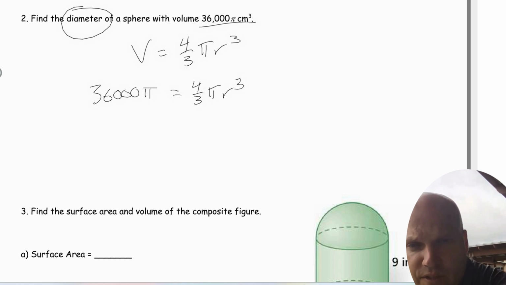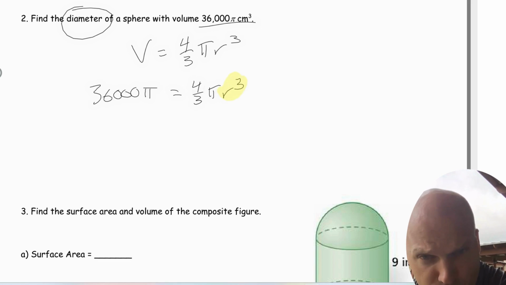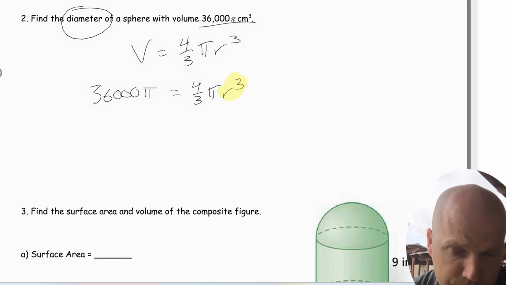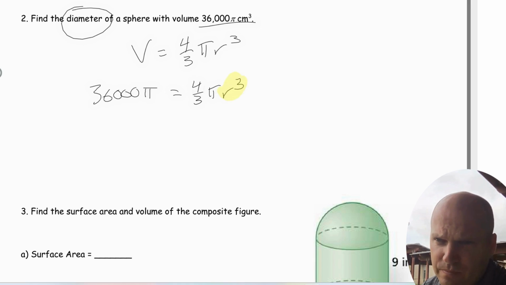So we're going to have to do a little bit of calculations, and I actually need you to learn how to find what is called a cube root. It's like a square root. So let's solve this equation. I'm going to divide by pi on both sides. Going to multiply by 3/4, which will get rid of the 4/3. So I multiply by 3, divide by 4.